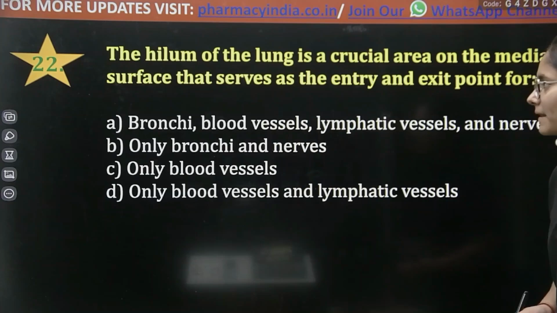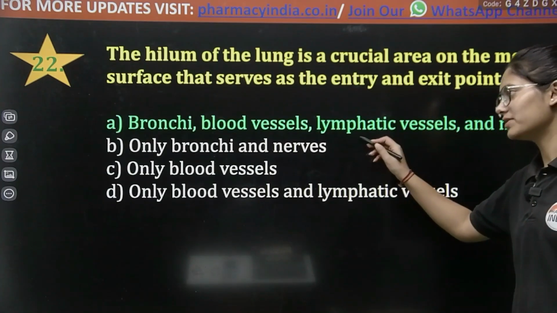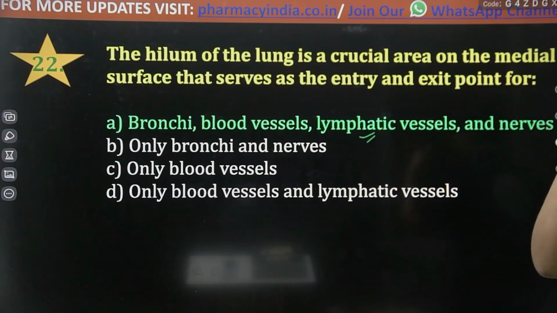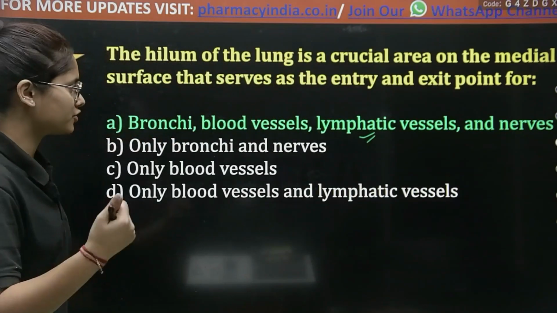Next question. The hilum of the lung is a crucial area on the medial surface that serves as the entry and exit point for: bronchi, blood vessels, lymphatic vessels and nerves; only bronchi and nerves; only blood vessels; or only blood vessels and lymphatic vessels. Basically, the hilum of the lung, a very important area on the medial surface, serves as the entry and exit point of the bronchi, blood vessels, lymphatic vessels and also the nerves. Clear? Option A should be correct.